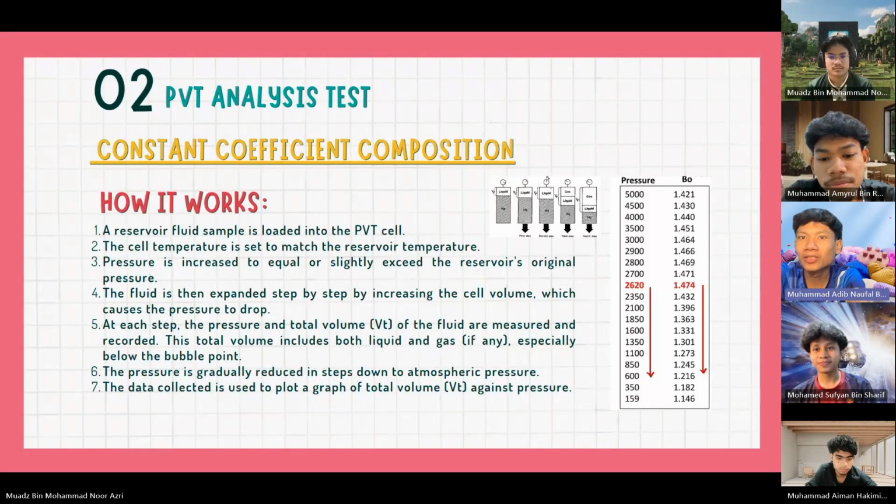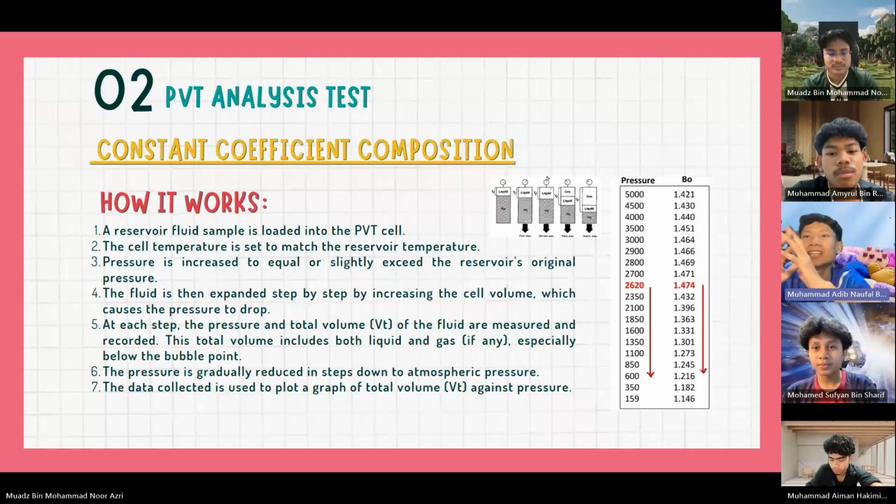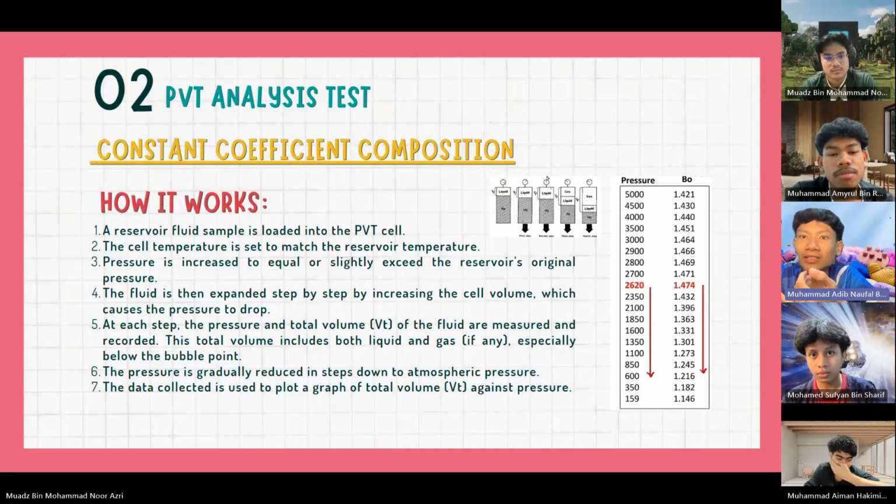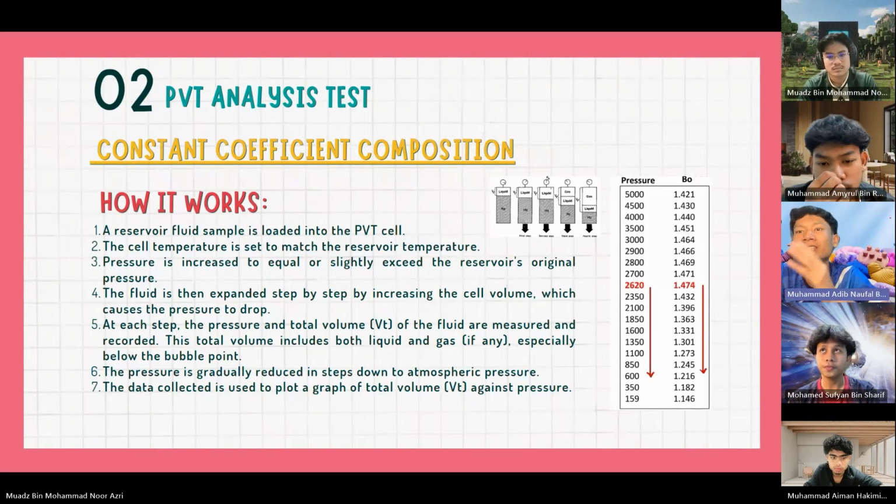Okay guys, you can hear me. So I will explain to you about the PVT analysis test for constant composition expansion. How it works: first, a reservoir fluid sample is loaded into the PVT cell. Second, the cell temperature is set to match the reservoir temperature. Pressure is increased to equal or slightly exceed the reservoir's original pressure. The fluid is then expanded step by step by increasing the cell volume.